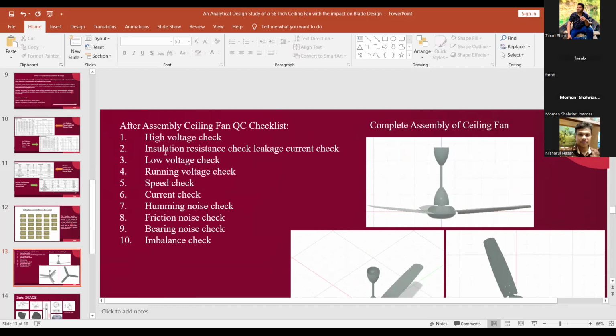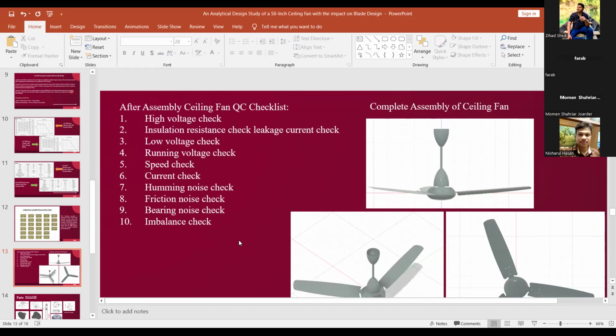You can see the high voltage check, insulation resistance, leakage check, low voltage check, running voltage check, speed check, current check, humming noise check, frictional noise check, gearing noise check, imbalance check. So these are the checks we have done before sending to the delivery sections.